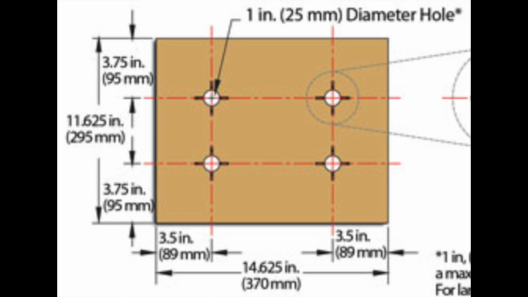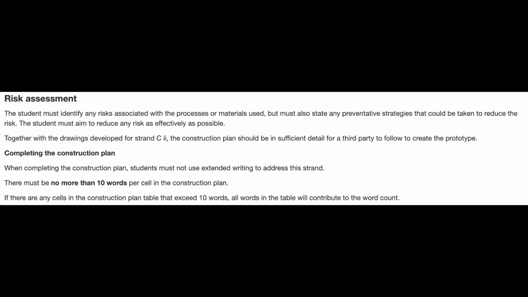So anytime you're doing repeated manufacturing, you would want to use some sort of jig to make sure that you're doing the exact same thing each time. For risk assessment, you must identify any risks associated with the process or the materials used, but also state any preventative strategies that can be taken to reduce that risk.